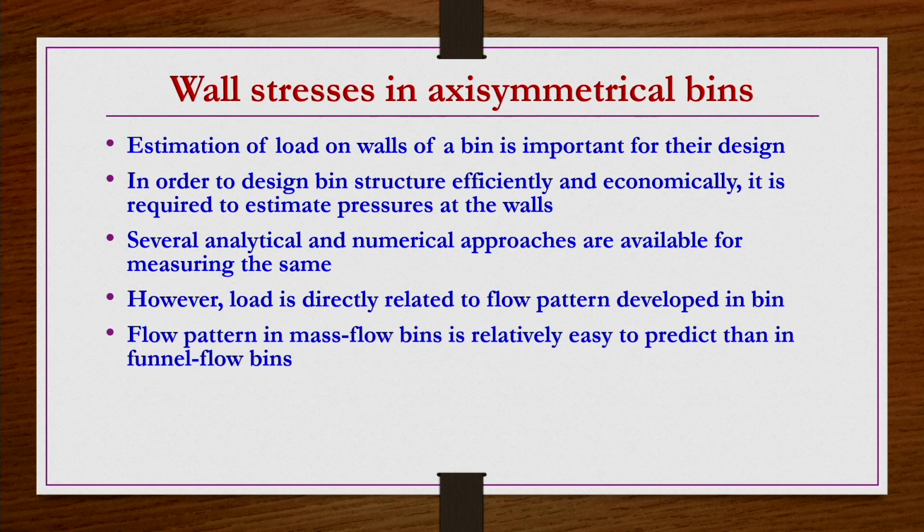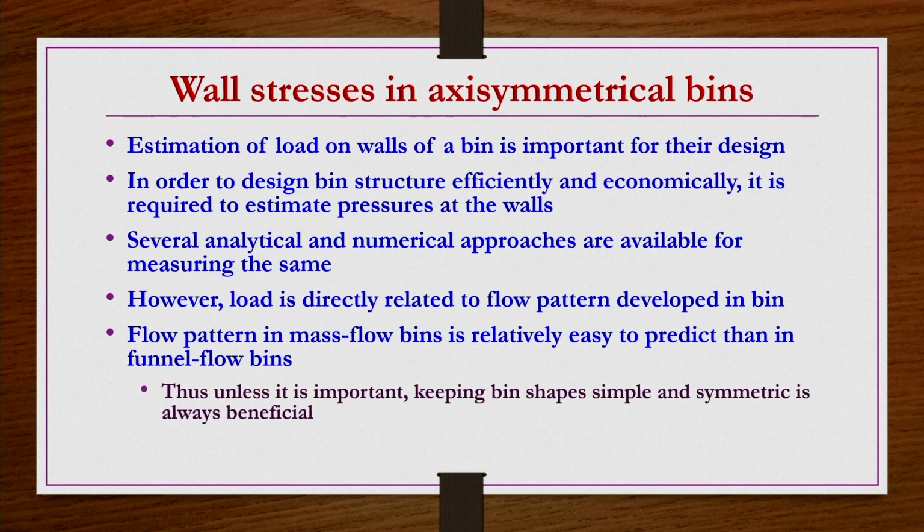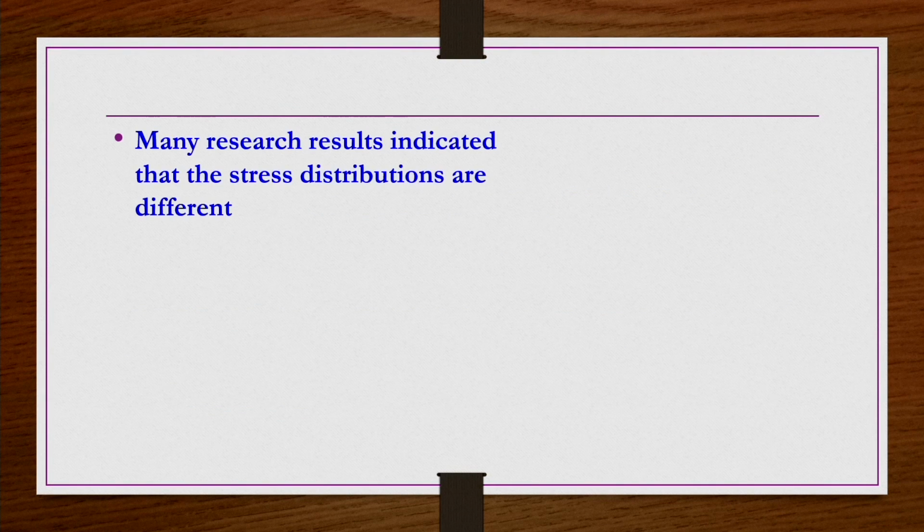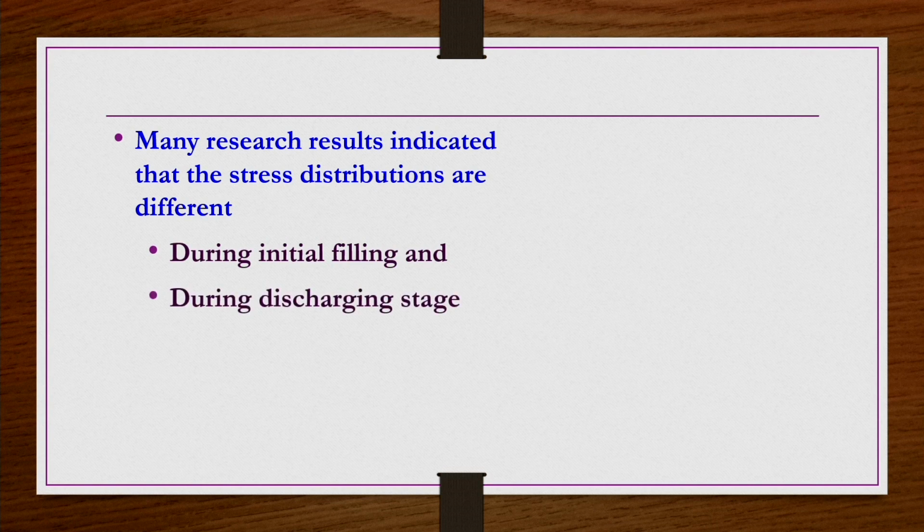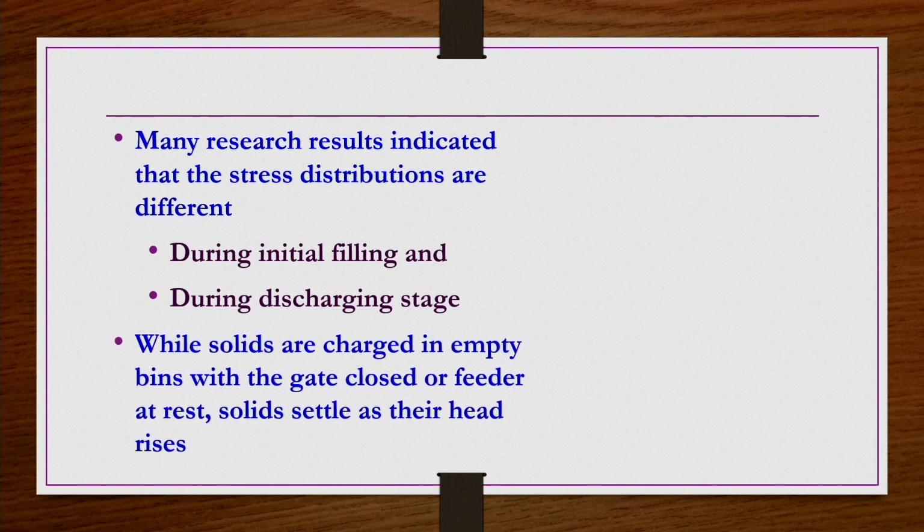Flow pattern in mass flow bins, as we understand, is relatively easy to predict compared to funnel flow bins. Thus, it is important to have simple and symmetric bins rather than chisel shaped bins, etc. It is always better to have simple and symmetric hoppers. Many research results indicate that the stress distributions are different in the filling stage and in the discharging stage. The pressure, or stress, during the initial filling is going to be different from that during discharging.